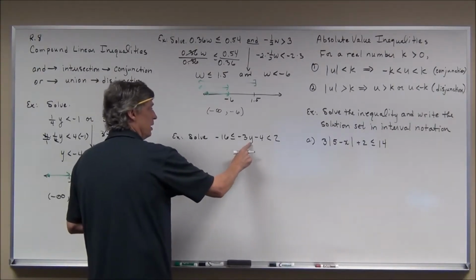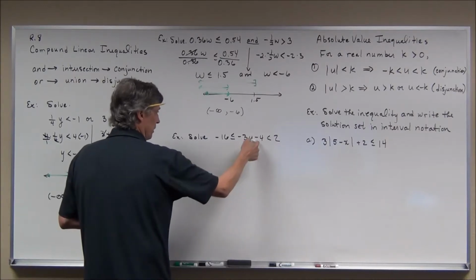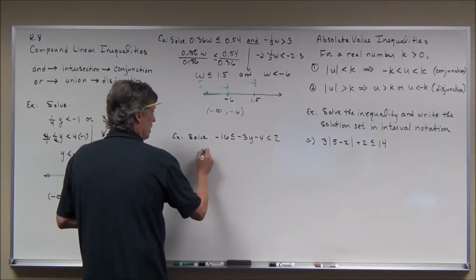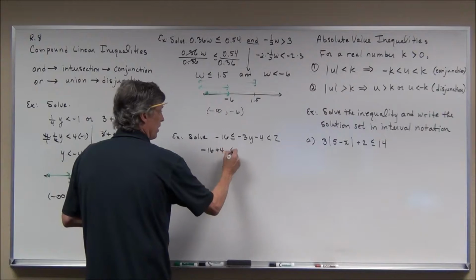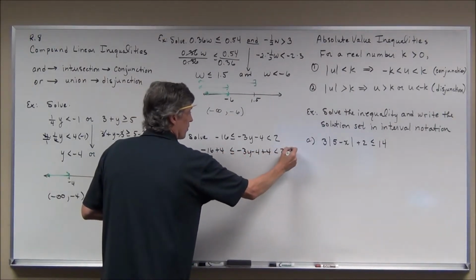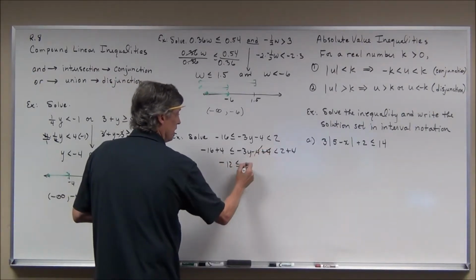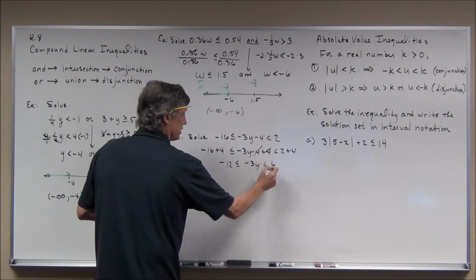Now there's my variable. It's being multiplied by negative 3, and there's a 4 being subtracted. So the first thing I'm going to do is get rid of the minus 4 by adding 4. Now notice I add 4 to the left, I add 4 to the middle, and I add 4 to the right. So that gives me negative 12 is less than or equal to negative 3y is less than 6.